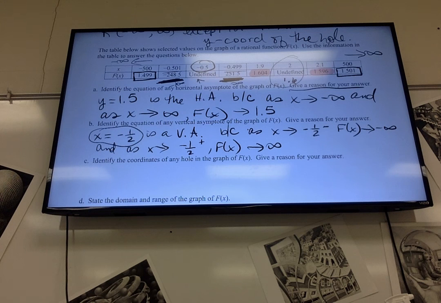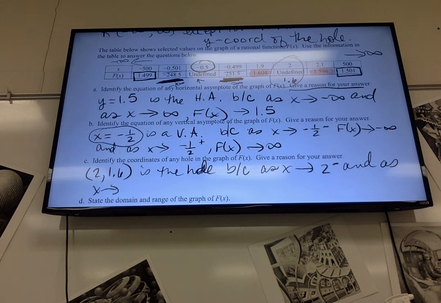So it's saying undefined because there's technically a hole there, but the hole would be 2, 1.6, because as x approaches 2 from the left, and as x approaches 2 from the right, plus sign just means from the right, f of x, or y, is approaching 1.6.